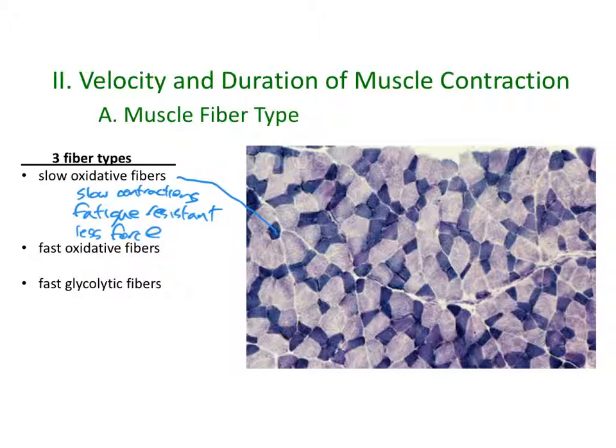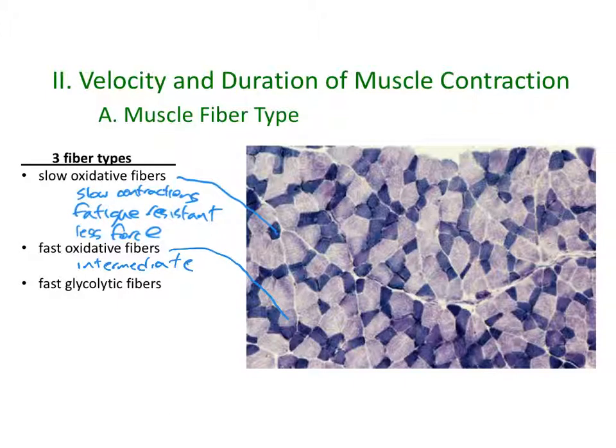The second category of muscle fiber are fast oxidative fibers, and these ones are intermediate. So they use oxygen, so aerobic respiration, but they have fast ATPases. And you can see here this intermediate colored fiber, so they're sort of gray colored.